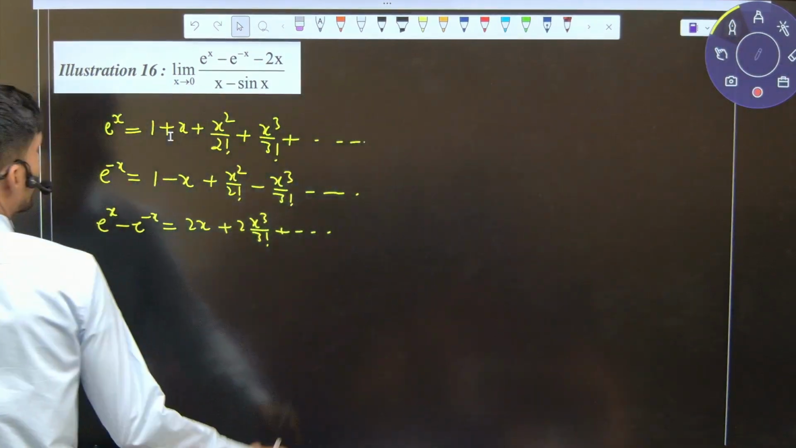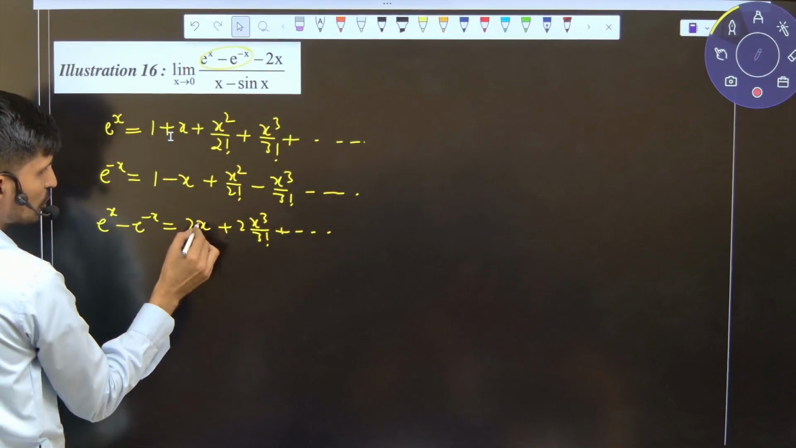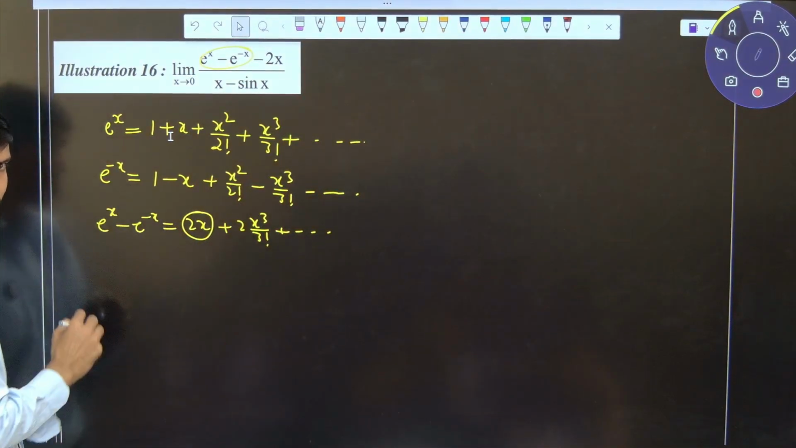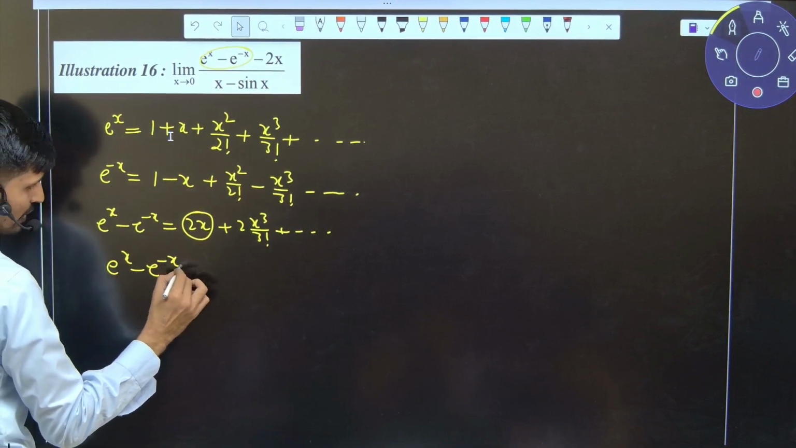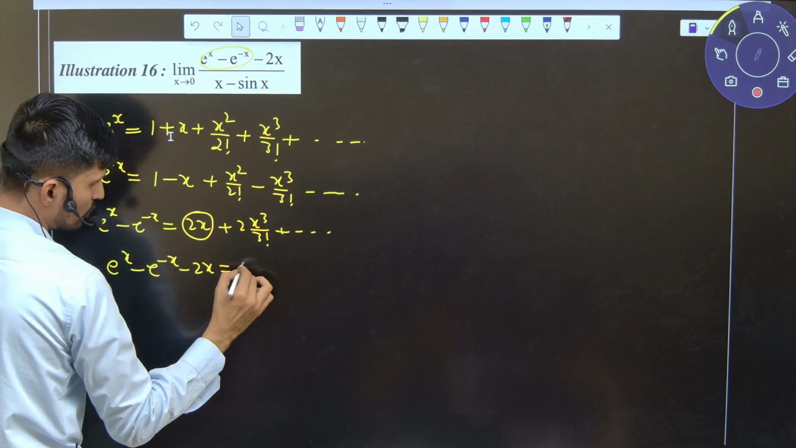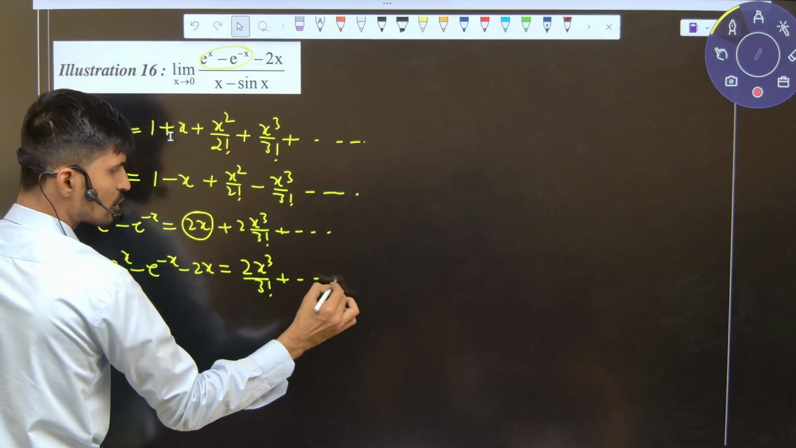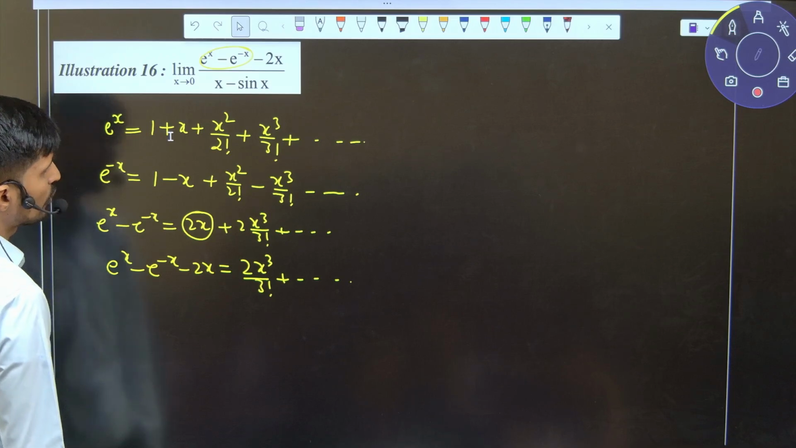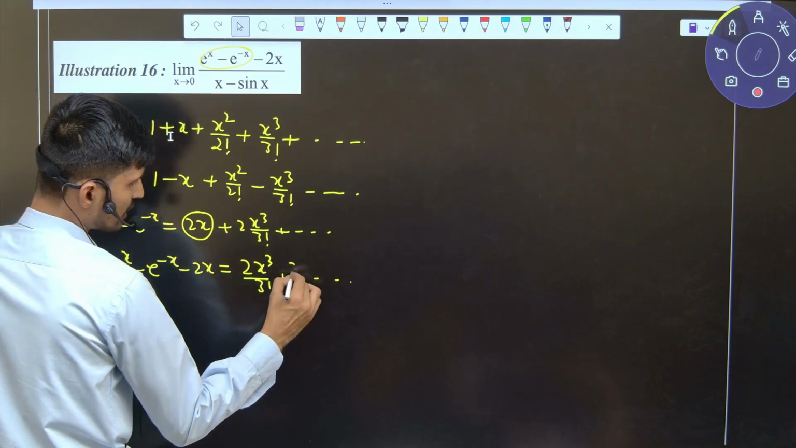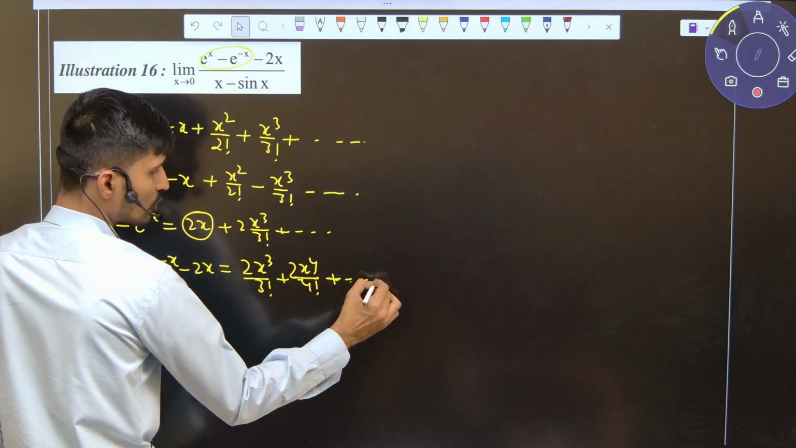Okay. So I think we got this. Now we want minus 2x. Can you see here minus 2x? We can bring minus 2x to this side. So this will become e raised to x minus e raised to minus x minus 2x is equal to 2x cube by 3 factorial and so on. No need to write all, and if you want to, you can write 2x raised to 4 by 4 factorial and so on.